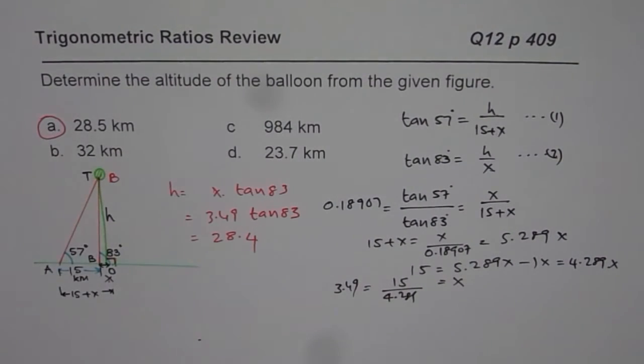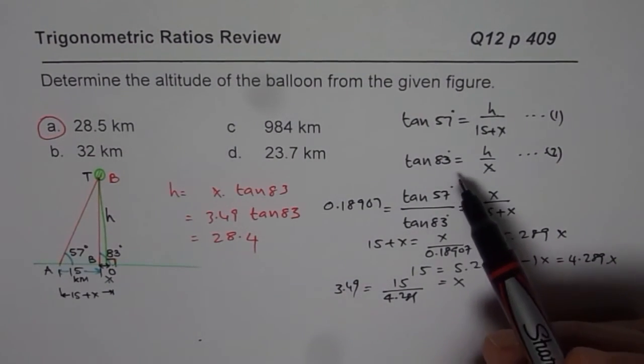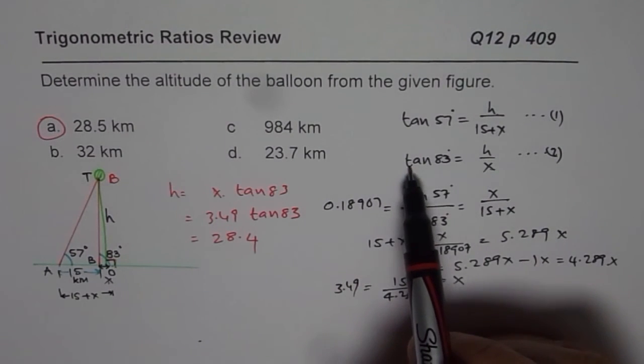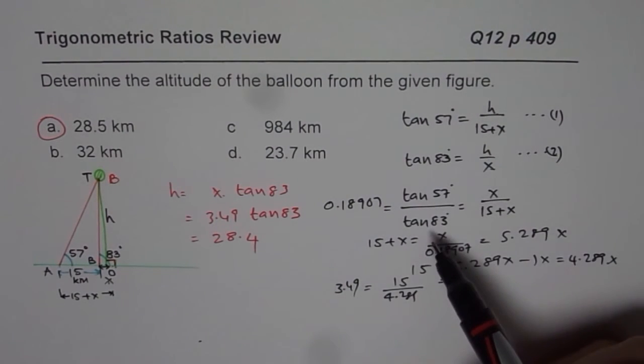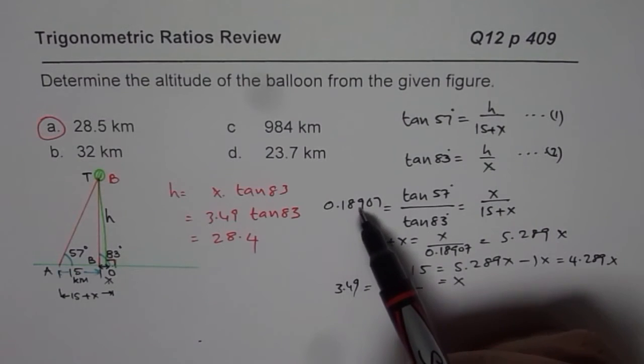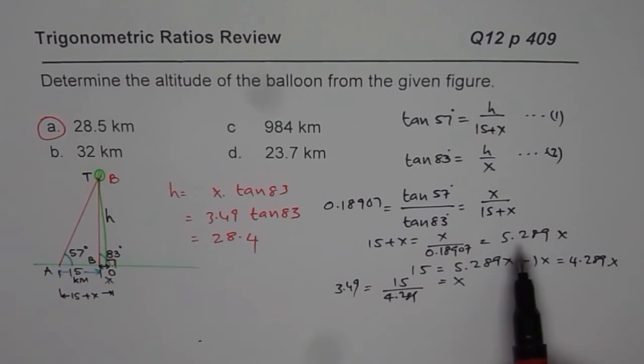So that is how you could do it, right? Better could be if you could do tan 83 divided by tan 57, right? In that case, we don't land up in fractions. We straight away get to this step. So that helps, okay? But in any case, that is how you can solve it. I hope that helps. Thank you.